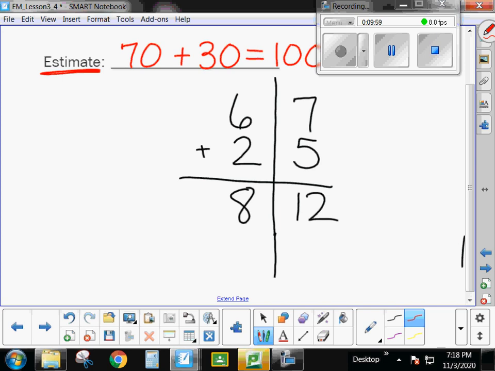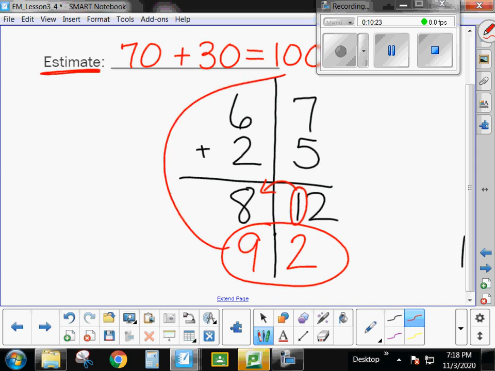So if I have 12 ones, 10 of them is going to trade for a 10. So I'm going to trade that over and turn that to a 9 and bring my 2 down. All right, both of my columns now have a single digit in there, so I know my answer is complete. My answer is 92, and that is close to my estimate of 100.